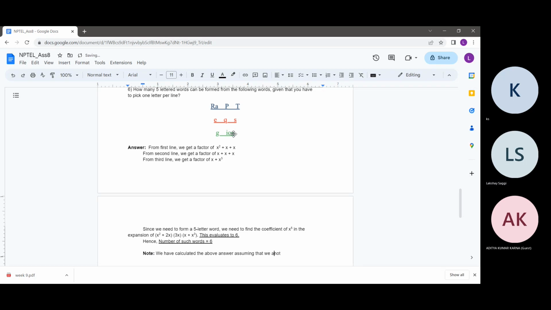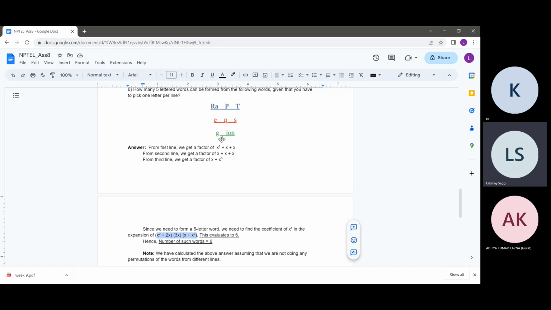assuming that we are not doing any permutations of the words from different lines. What I mean by this statement is, till now, we calculated the answer 6 by calculating the coefficient of x to the power 5 in the expansion of this. Till now, we assumed we are just picking one of these three words, and one of these two words. This answer 6 only comes out when we are just picking.